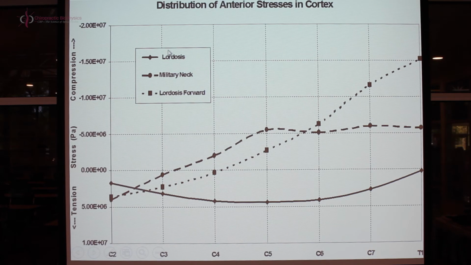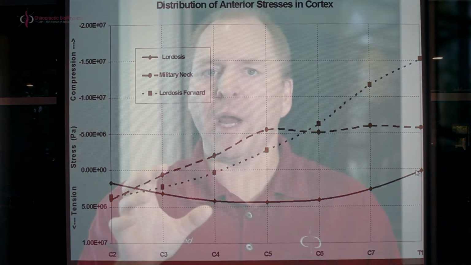Okay, so I look at first the normal lordosis in the diamond. Here's C2 segment, here's C3, here's C4, 5, 6, 7, and T1. Now, you'll notice that T1 is almost experiencing 0 tensile load in the anterior cortex. That's because this is the fixed point, and this is where we don't have a big lever arm offset, okay?